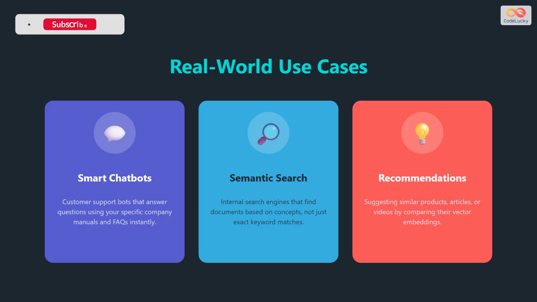Vector stores are powering the next generation of apps. They are used for smart chatbots that know your product manuals inside and out. They power semantic search engines for internal corporate wikis. They are even used for recommendation systems, suggesting content based on the semantic similarity of what a user has liked before.